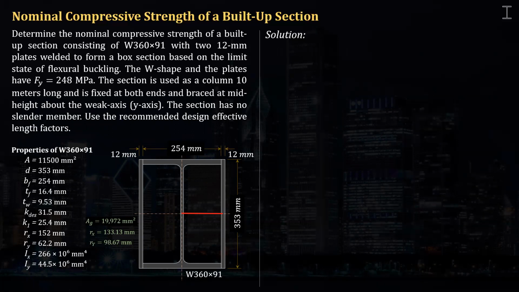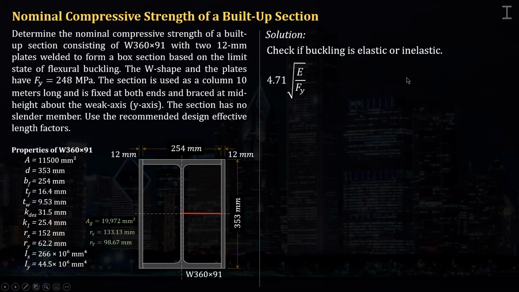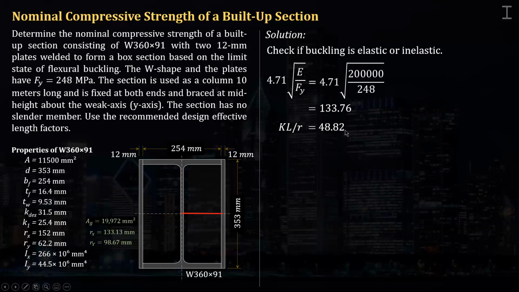Now let's calculate the limiting value. Again, the limit for inelastic buckling is 4.71 square root of E over Fy. And that means if the KL over R exceeds this, then the buckling will be elastic buckling. But if KL over R is less than this, then the buckling is an inelastic buckling, and that is safer than elastic buckling. So 4.71 square root of 200,000 over 248, okay, that is 133.76. And again, the KL over R is 48.82, and this is less than this. So that means the kind of buckling is an inelastic buckling.